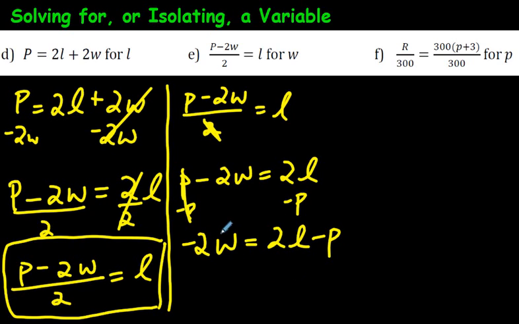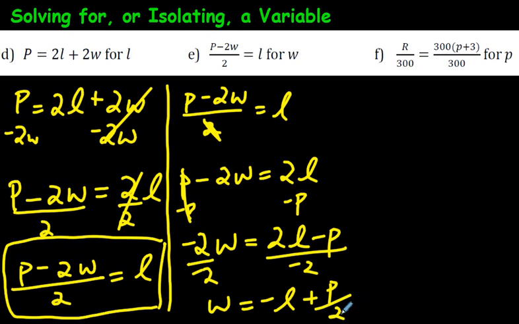And lastly, we're trying to solve for w, so I want to get rid of the negative 2. So divide everything by negative 2. Divide everything by negative 2. So we're left with w equals, now by the way, 2l divided by negative 2 is just negative l. And minus p divided by negative 2 is going to be positive p over 2. That is not a nice looking answer. However, that is the answer. So that one is not a pretty looking answer, but that is the answer.